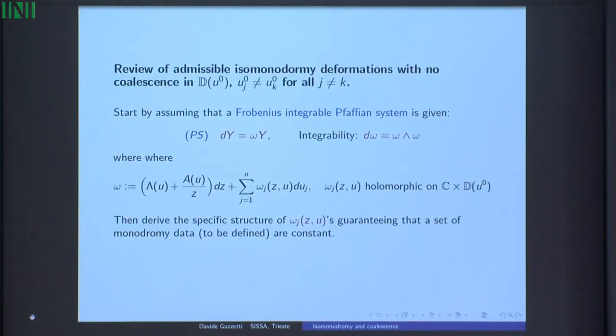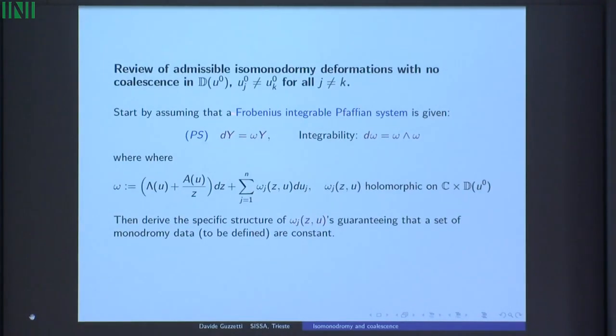So let me first of all review the standard isomonodromy deformation theory to show you what the differences are when we allow the presence of coalescence points. So this is the case Jimbo and Miwa were studying, in a sense. I will present it in a slightly different way, which is more suitable to the presentation. So I will present it in the following way. What does it mean for me that the system is isomonodromic?